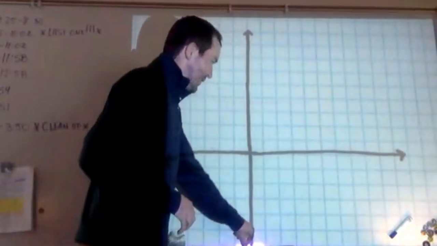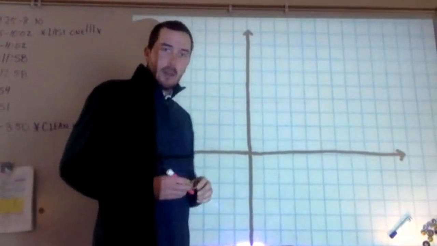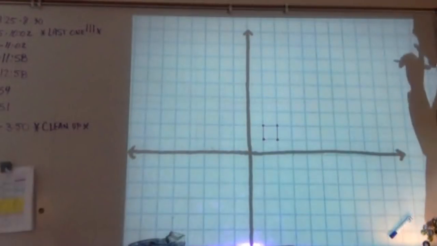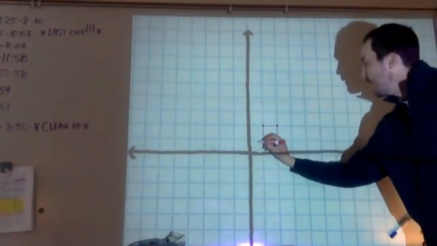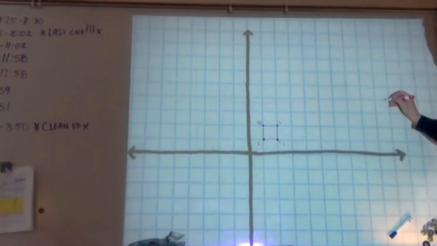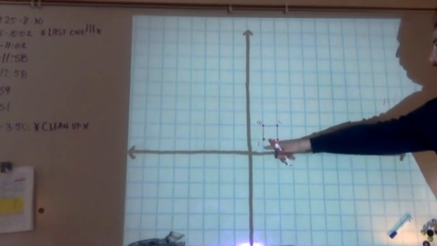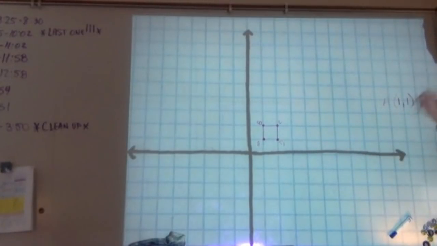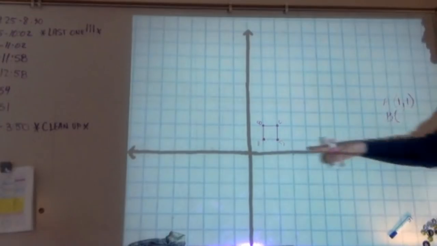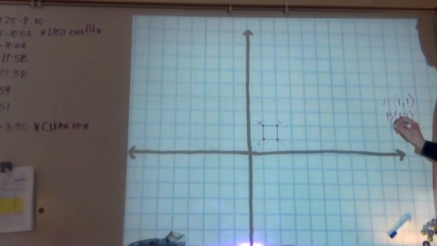I'm going to show you a really simple way to do this. We're going to be doing this on a coordinate plane. And our points are, we have A, B, C, and D. A is at the coordinates 1, 1. B is at 1, 2. C is at 2, 2.